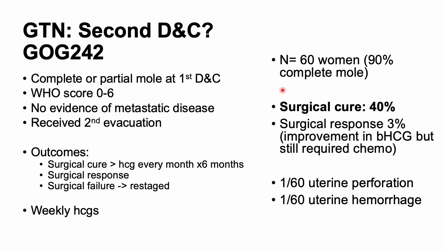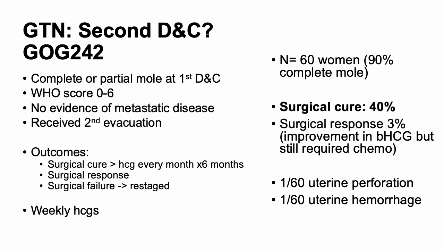60 women were in the study, and surgical cure was obtained in 40% of women. 3% had a surgical response, but still needed chemo. So 40% of patients were able to avoid chemo. 1 in 60 had uterine perforation, 1 in 60 uterine hemorrhage. The important thing to note here is that when they looked at these patients who had a surgical cure, this number came from patients with a WHO score of less than 4. So yes, they looked at everyone from 0 to 6, which is in the low risk category.